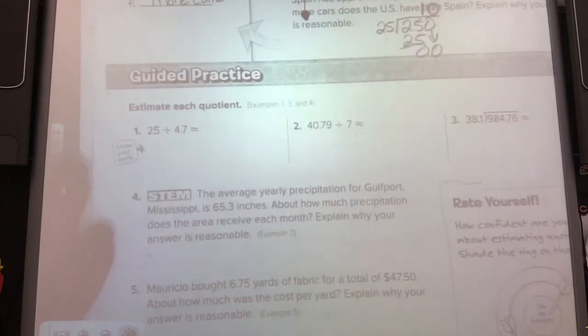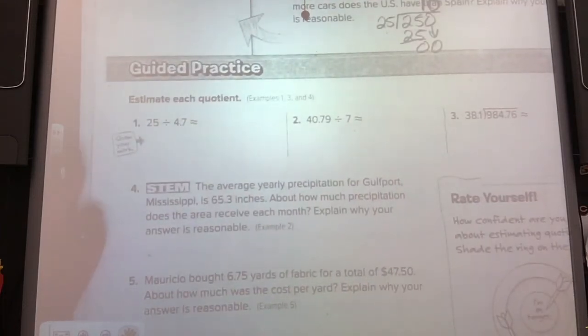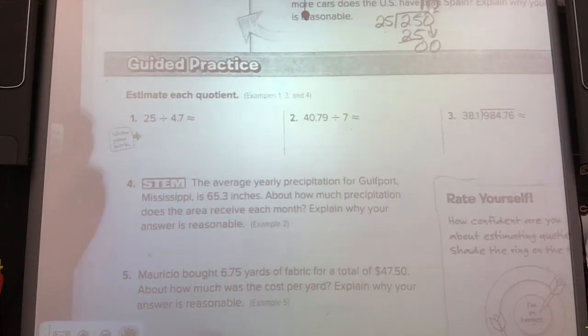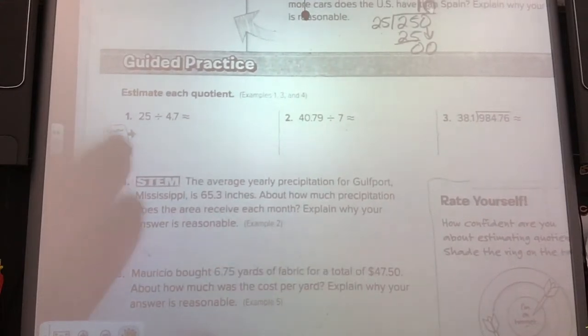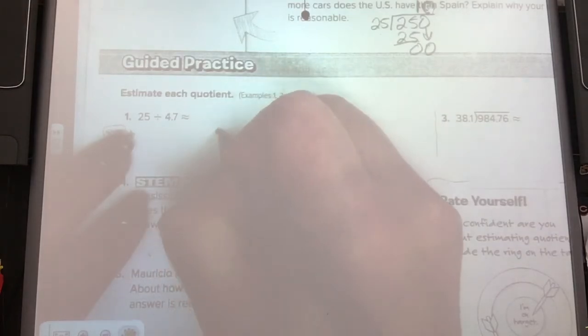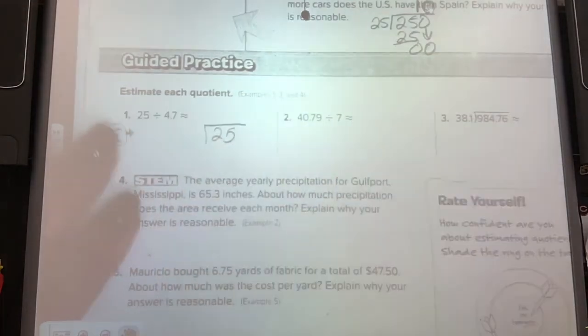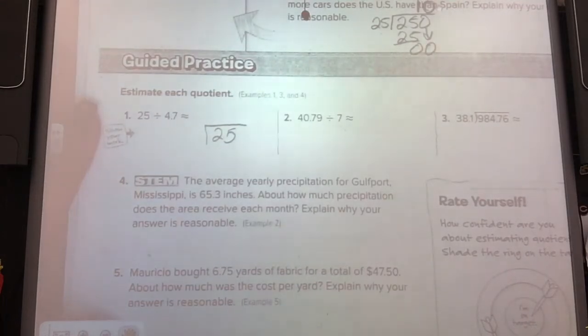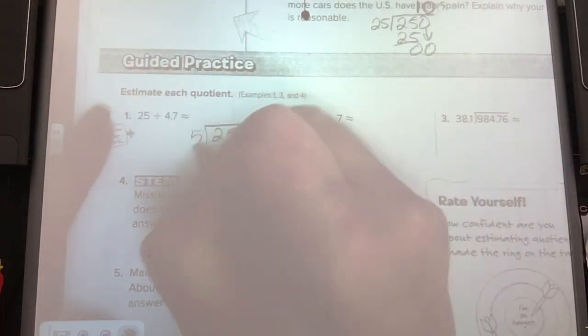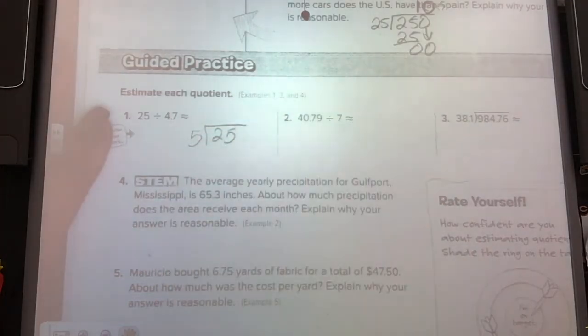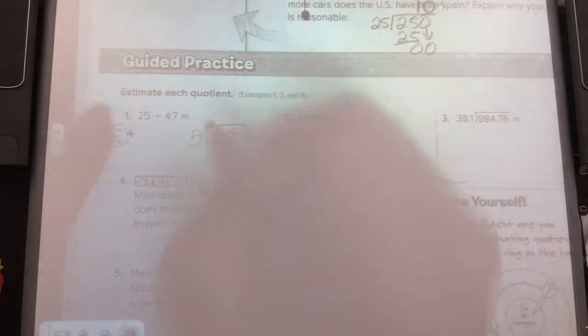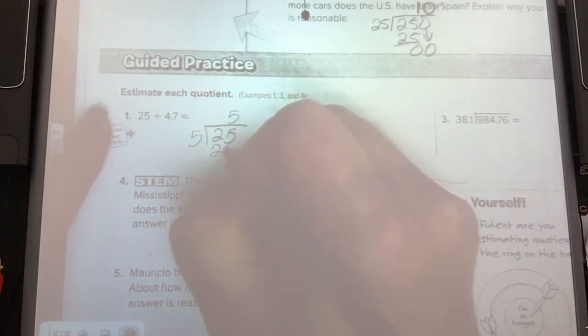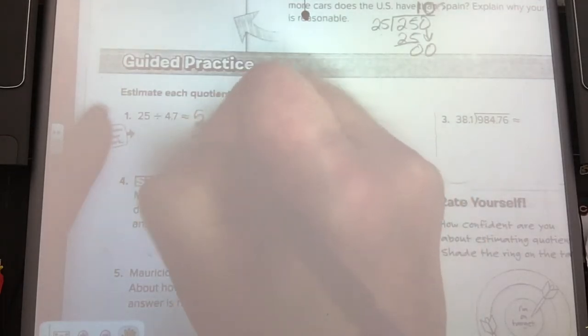All right, don't forget, as we're going through this guided practice, your objective today, we are estimating quotients. Quotients, the answer to a division problem. All right, let's try it out. 25 divided by 4.7. 4.7 is awfully close to what number that is divisible by 25, or is a factor of 25? Right, 5. 5 goes into 25 how many times? You got it, 5 times. So our answer is about 5.